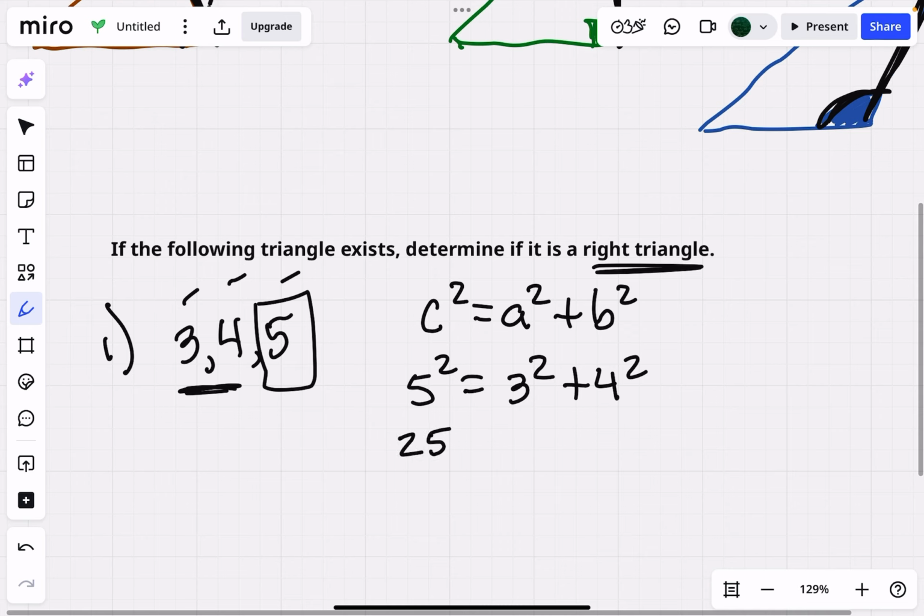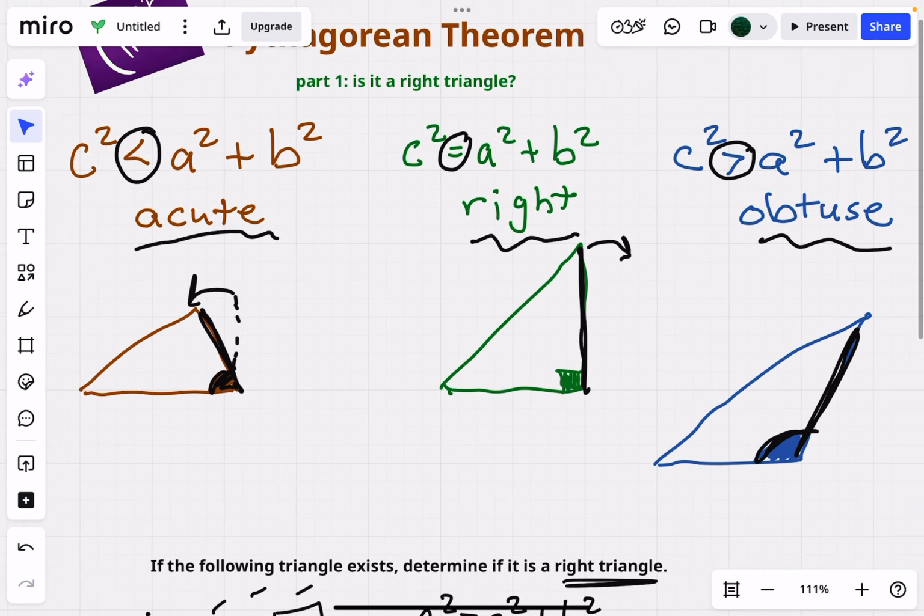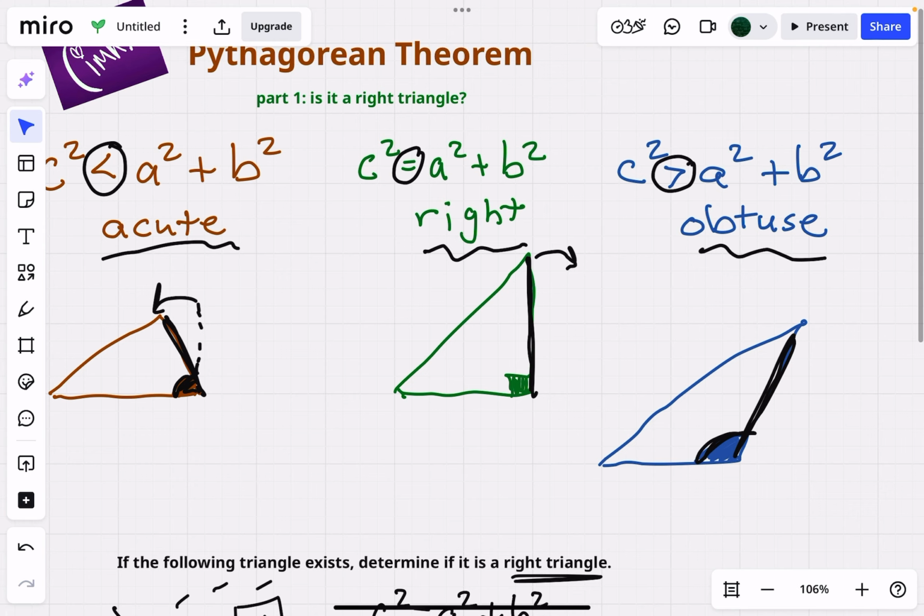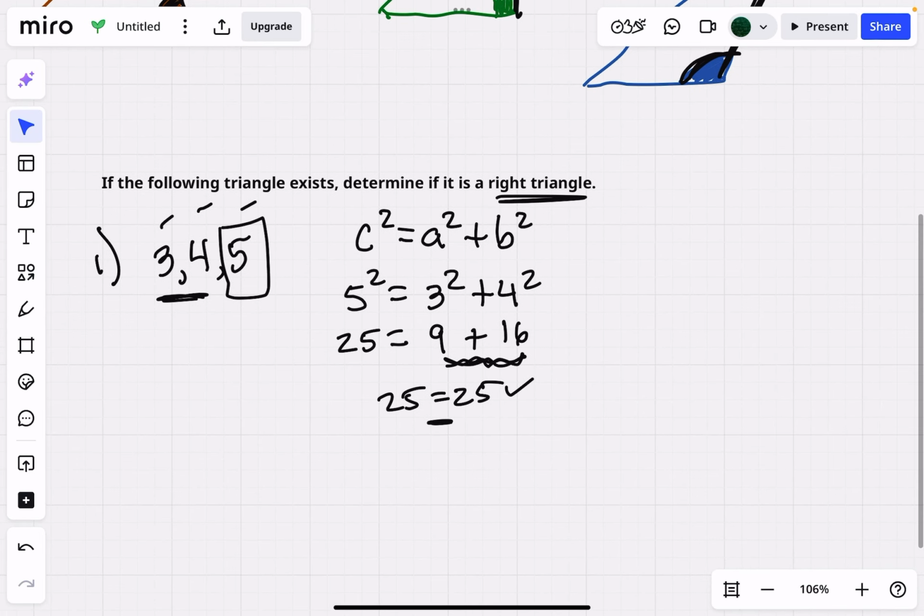5 times 5 is 25. 3 times 3 is 9. And then 4 times 4 is 16. So the question here is if you add these two, do you get 25? And the answer is yes, you do. So since there's equality here, then remember, according to this first chart here, we have equality, which means we're looking at a right triangle.